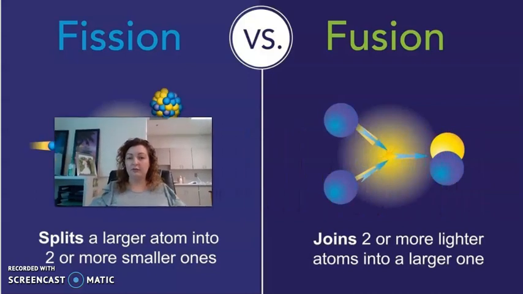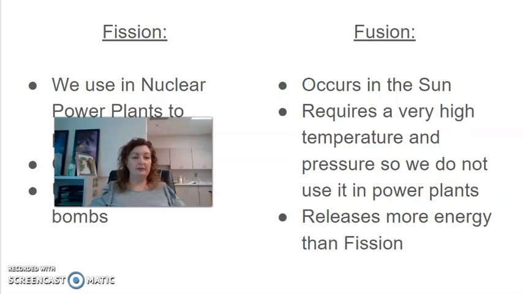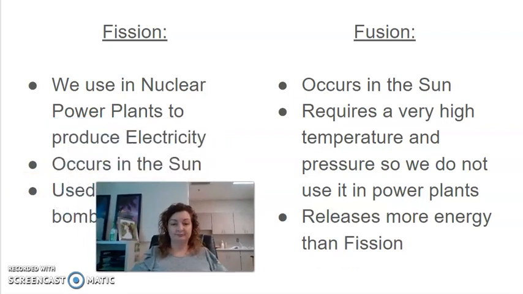Now to go over to what fusion is going to be the opposite. So in fusion, we are joining two or more lighter atoms into a larger one. So you can see our two light atoms, and they're coming together and they're fusing into one big chunk, okay? So let's look at some more specifics on this.